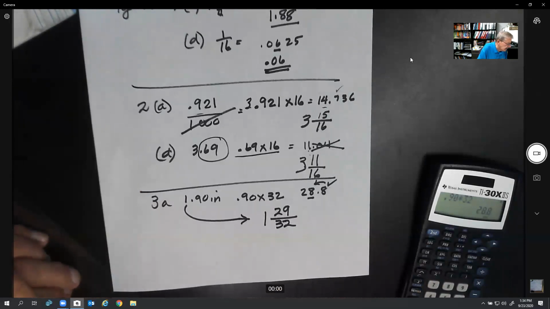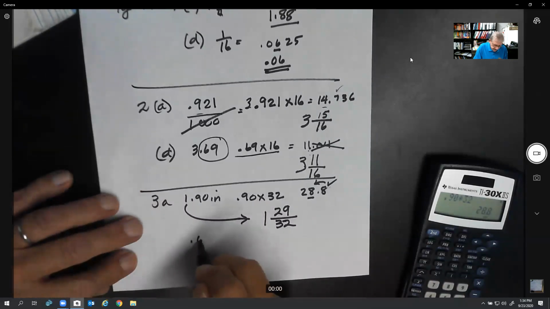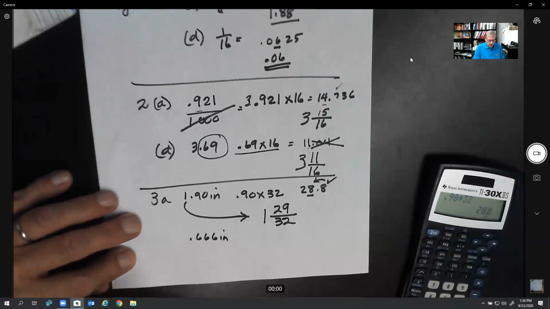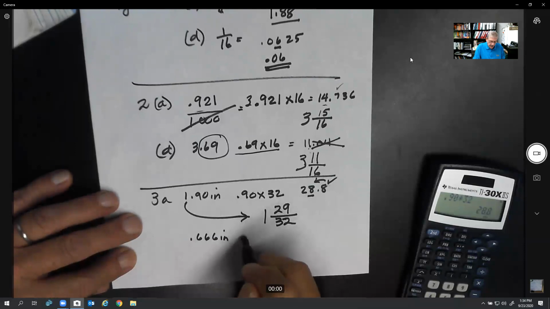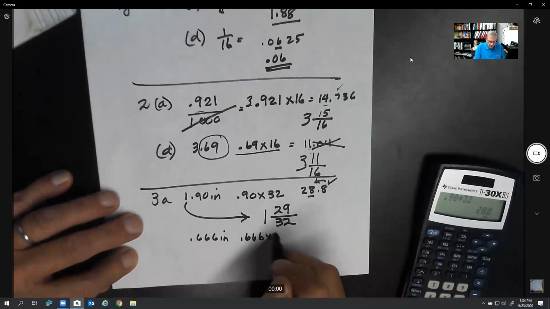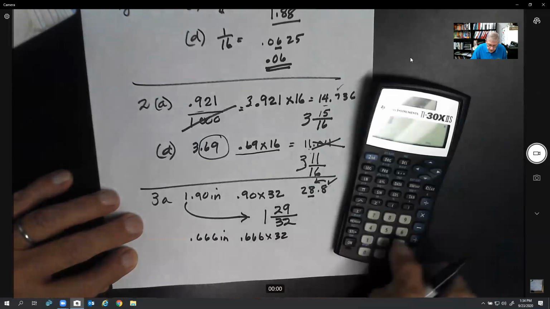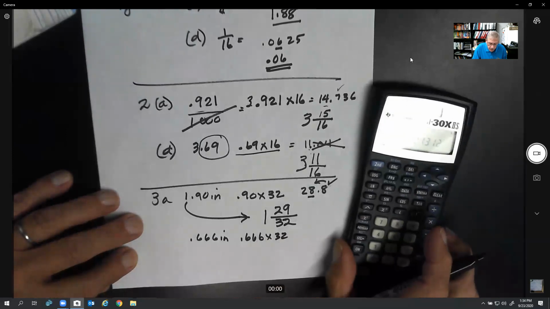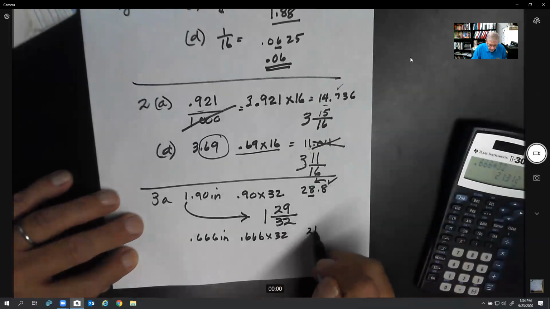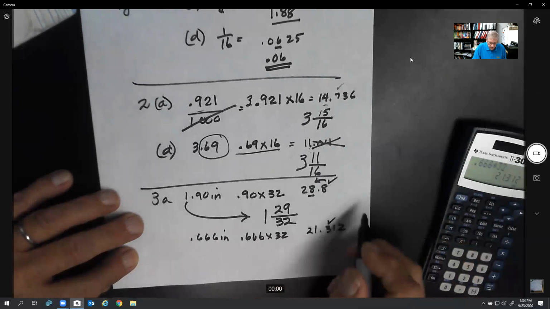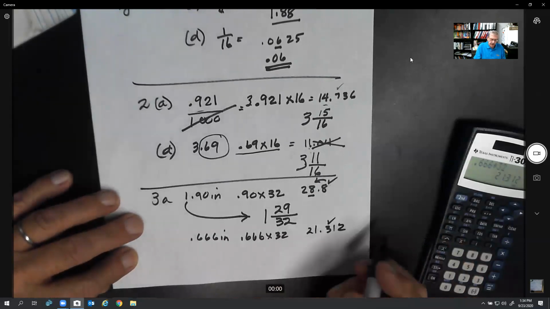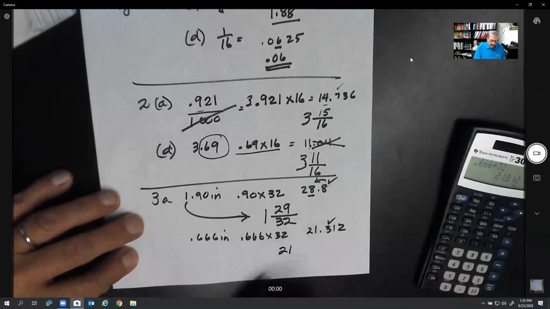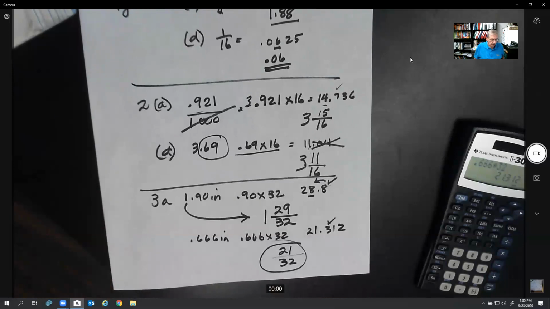Want to try another one? We'll try the D. Ooh, 0.666 inches. Okay, going to multiply that by 32 to get 21.312. We're only concerned with the 3, following the 1, pretty small. So we're going to keep it 21. And we were rounding it to 32nds. So it would be 21/32. So it's kind of a nifty little trick.